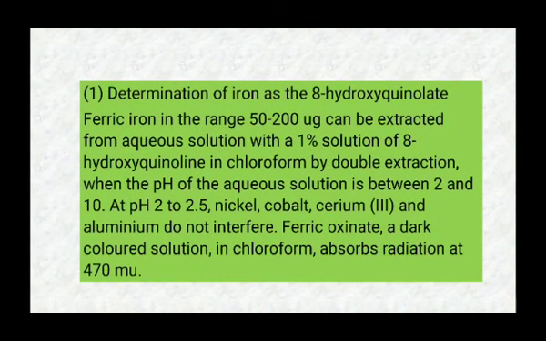It is used for the determination of iron as 8-hydroxyquinolate. Ferric ion in the range of 50 to 200 microgram can be extracted from aqueous phase with the help of 1% solution of 8-hydroxyquinoline in chloroform by double extraction. That means ferric ion can be extracted with the help of organic solvent 8-hydroxyquinoline. Aluminium does not interfere. At pH 2 to 2.5, nickel, cobalt, cerium(III) and aluminium do not interfere. Ferric oxinate, a dark colored solution in chloroform, absorbs the radiation at 470 millimicron.